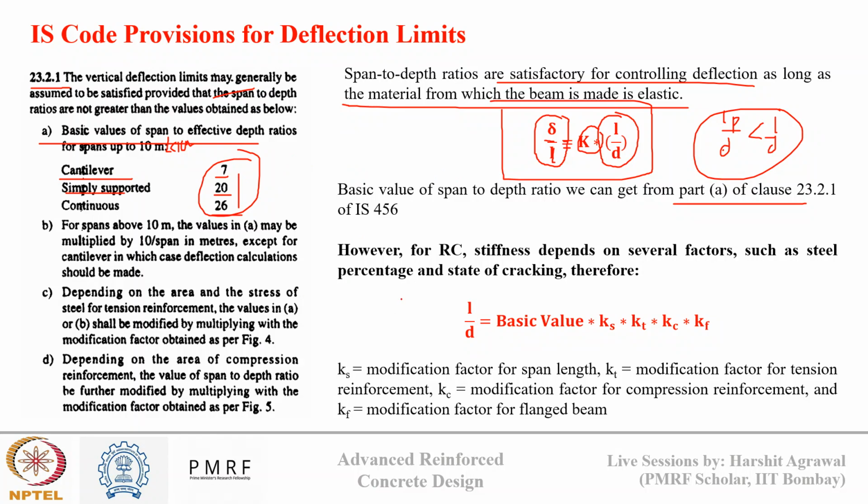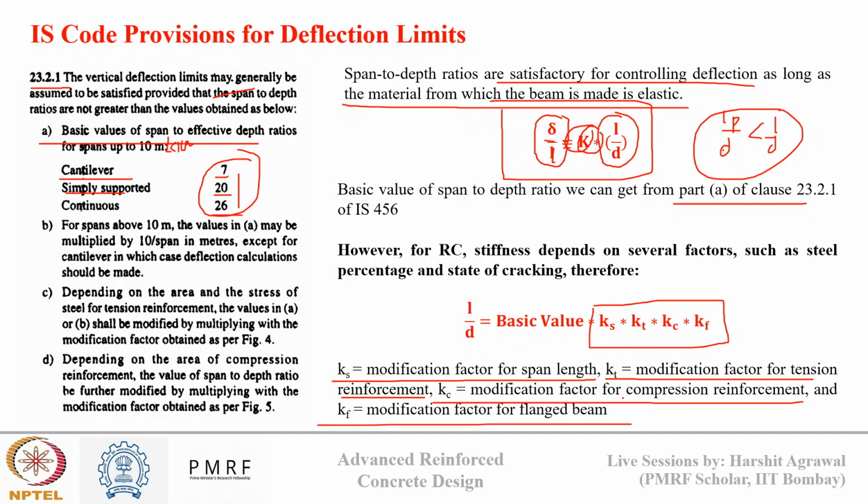However, we have assumed the section is elastic, but in reality, for reinforced concrete, stiffness depends upon several factors, such as the percentage of steel that we have provided and the state of cracking. Therefore, this span to depth ratio needs to be modified from basic value, and that's why we have this factor K. This K factor is a combination of different factors: Ks, Kt, Kc, and Kf. Ks is the modification factor for span length, Kt is the modification factor for tension reinforcement, Kc is the modification factor for compression reinforcement, and Kf is the modification factor for flanged beam.